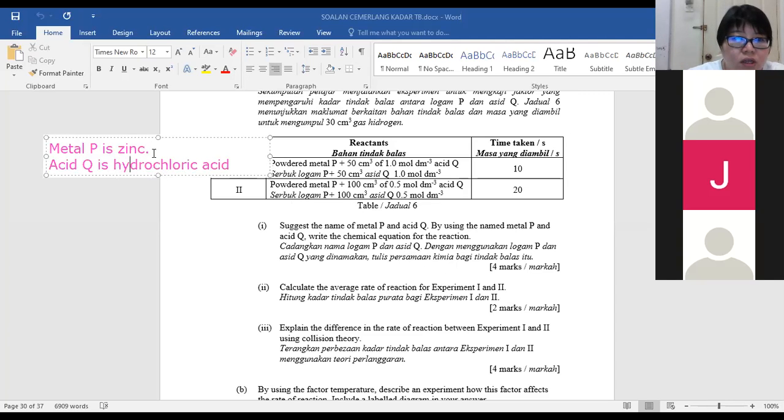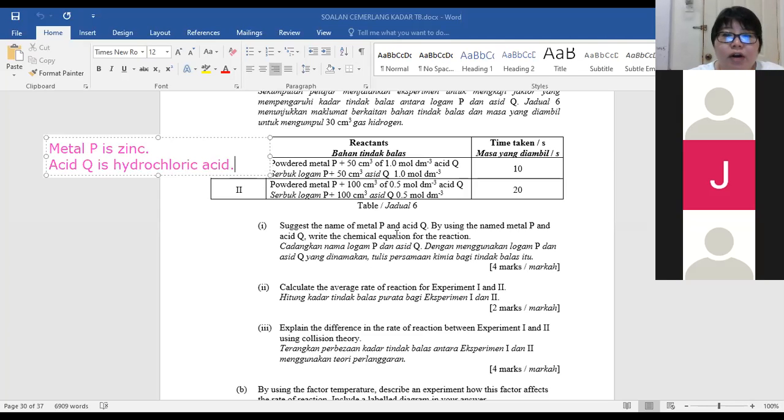If you use magnesium, aluminium, or zinc, okay. But no using copper, no using lead. Because this is a metal with acid. We have already learned in our chapter about the acid and base and the salt. We have to put reactive metal with acid, okay? Now, for the acid Q, it can be any type of acid, no problem.